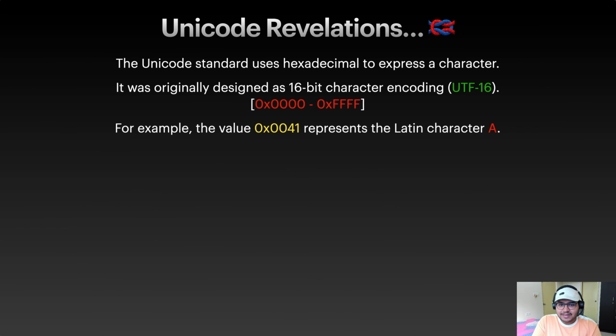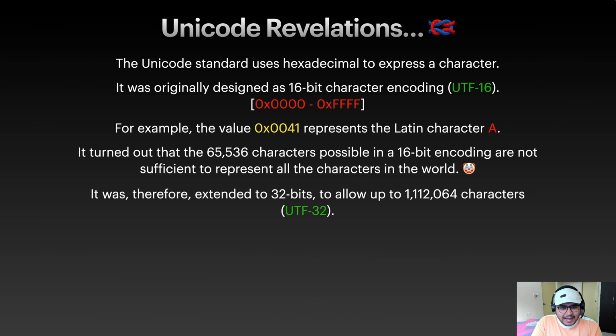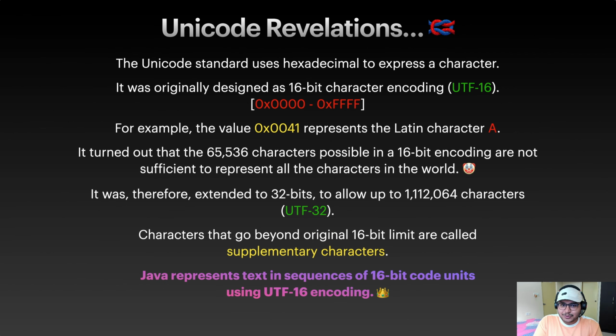However, it turned out that the 65,536 characters, that is 2 to the power 16, possible in a 16-bit encoding, is not sufficient to represent all the characters in the world. Because damn, there are more than 7,000 languages and more than a billion dialects in the world. I mean, why? Why was it needed? The Unicode standard, therefore, was extended to 32-bit encodings, or UTF-32, to allow up to 1 million characters. Those characters that go beyond the original 16-bit limit are called supplementary characters.